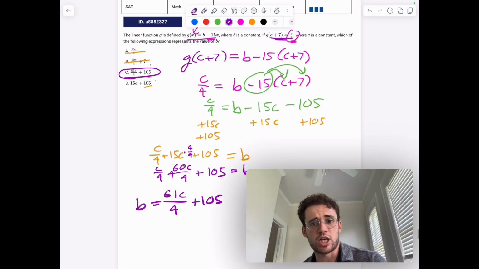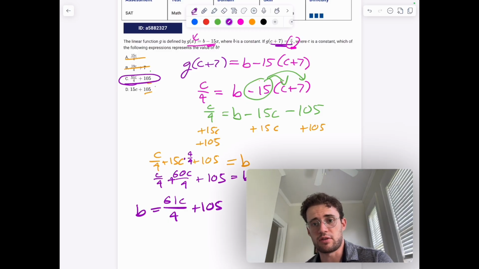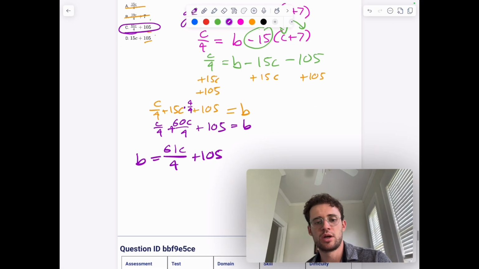I'm trying to think if there's a good way to check this. Not so much. You could try to do it a different way. You could try to solve it in terms of the x and then convert it back into c, but it just adds a lot of extra steps. So that's all you've got to do.